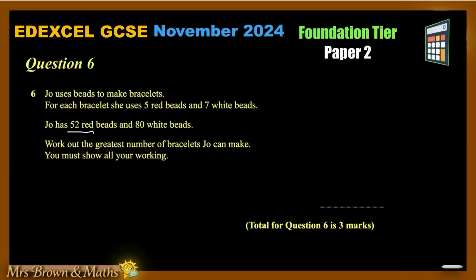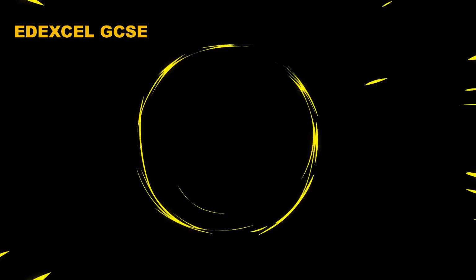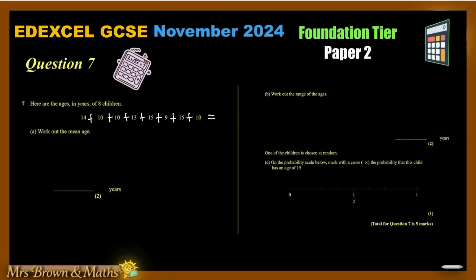Question 6. Bracelets. Check both limits. 52 divided by 5 is 10.4. 80 divided by 7 is approximately 11. Always take the smaller number. Answer is 10.